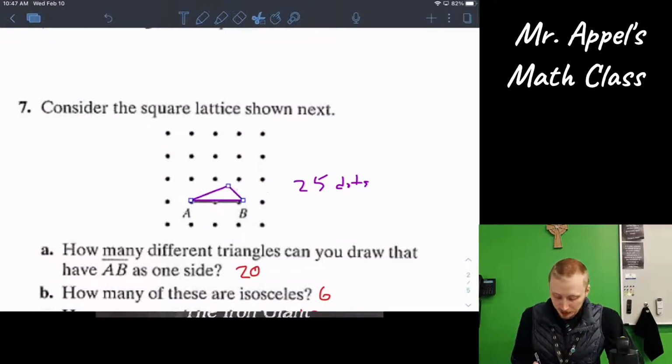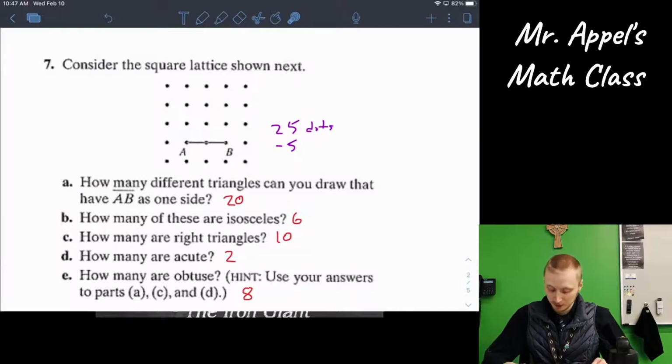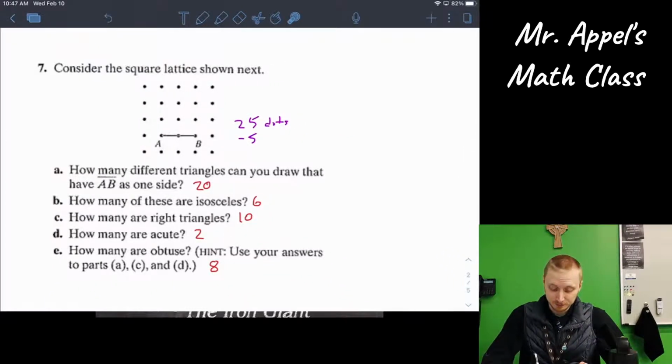Well, no, because the middle one doesn't count. I can't use A and B themselves again. I don't get a triangle. And I can't use these ones straight over here because I don't get a triangle again, right? See that? That doesn't make a triangle. That makes a line. So that whole row actually is no good. So you take 25 minus 5, and you get 20 possible triangles, one for every other dot in the lattice. Neat little trick there.